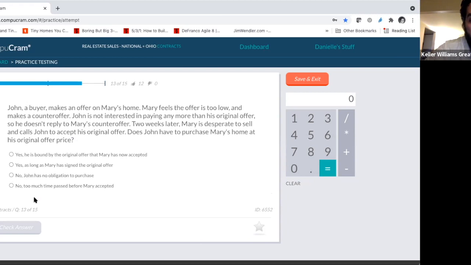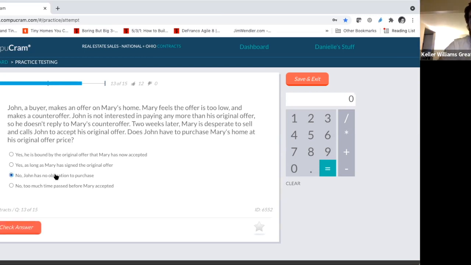John, a buyer, makes an offer on Mary's home. Mary feels that offer is too low and makes a counteroffer. John isn't interested in paying any more than the original offer, so he doesn't reply. Two weeks later, Mary's desperate to sell and accepts the original offer. Does John have to purchase Mary's home at his original price? A, yes, he's bound by the original offer. B, yes, as long as Mary signed it. C, no, John has no obligation to purchase. Or D, no, too much time has passed.